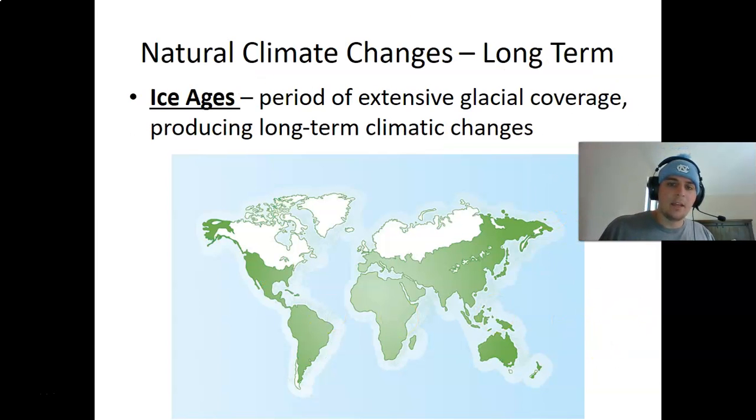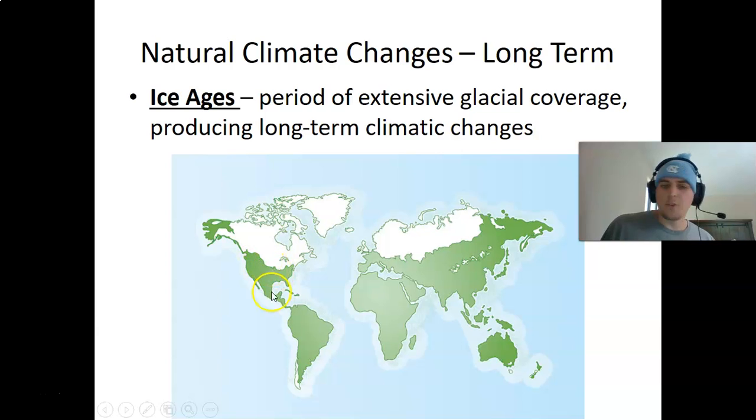Now, climate change is something that we are going to talk about, but first we're going to talk about natural climate changes, some long-term changes. So ice ages are natural changes. These are periods of extensive glacial coverage producing long-term climatic changes. It's funny because people think ice ages were times when the entire world was covered by ice, and that's not really accurate. Ice ages are times when the glacial coverage up north goes way further south than it is now.